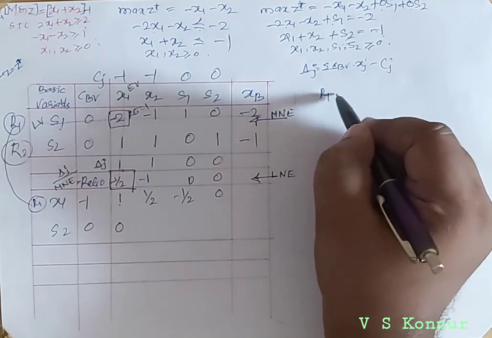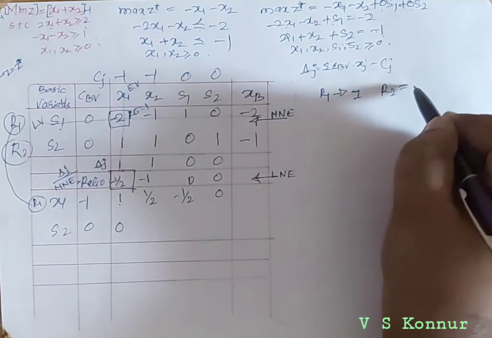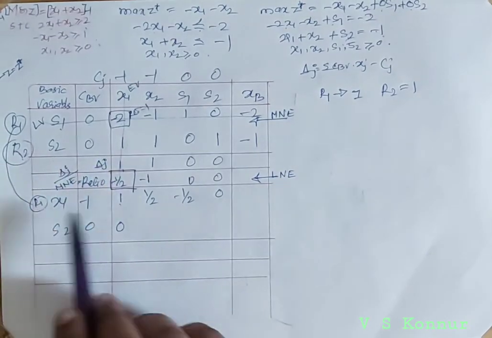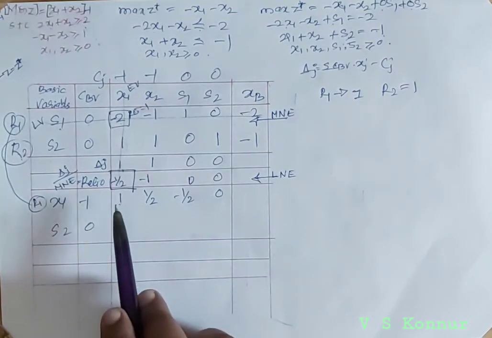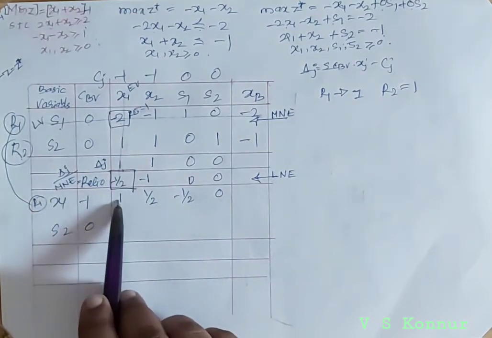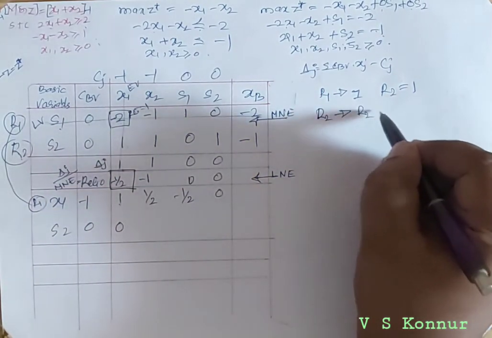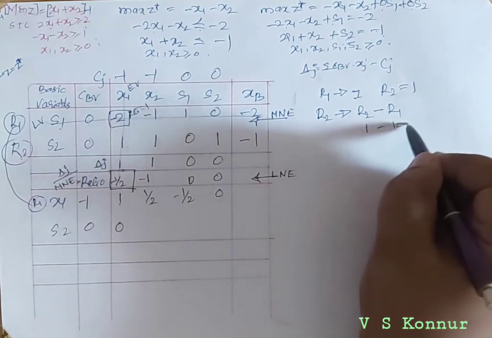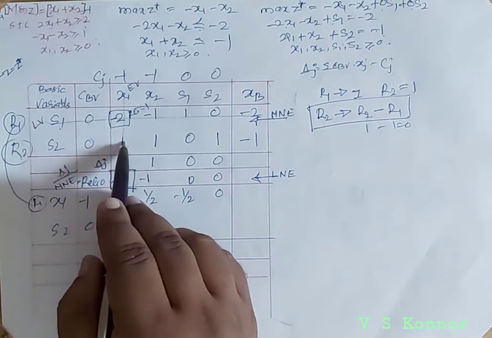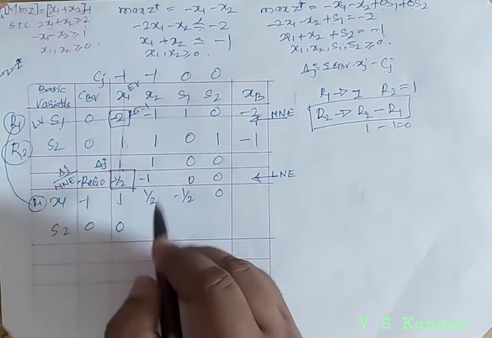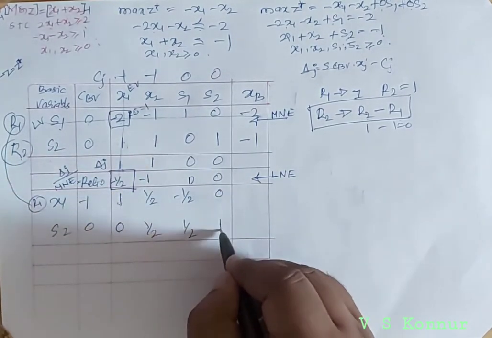Now we have to write the equation. R1 has 1, R2 has 1. We should not consider the other row because its key element is not equal to 1. Here the key element is equal to 1, because of that R1 is considered. To write the equation for R2: R2 minus R1, simple. 1 minus 1 is 0. This equation will be applied throughout the row. So R2 minus R1: 1 minus 1 is 0, 1 minus 1 by 2 is 1 by 2, 0 minus of minus 1 by 2 is 1 by 2, 1 minus 0 is 1.